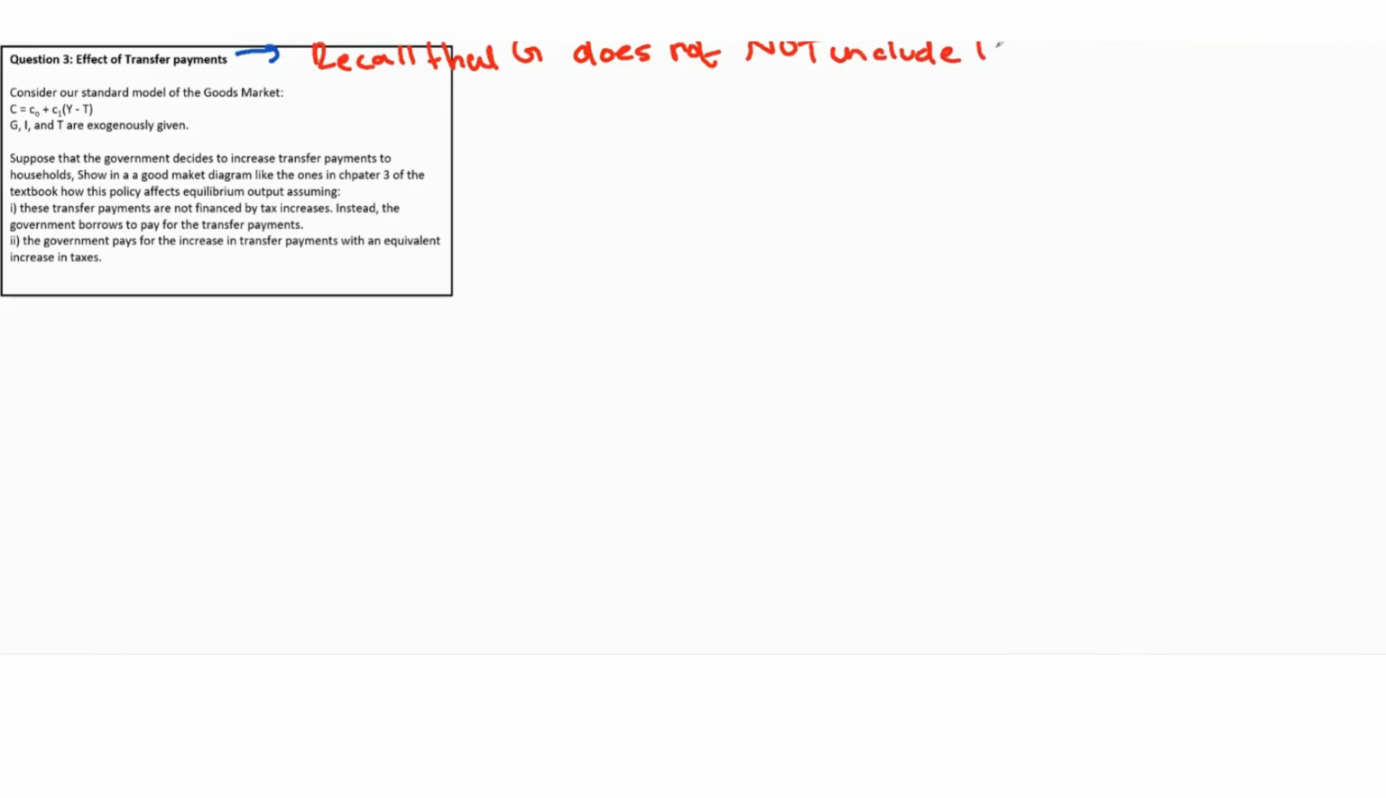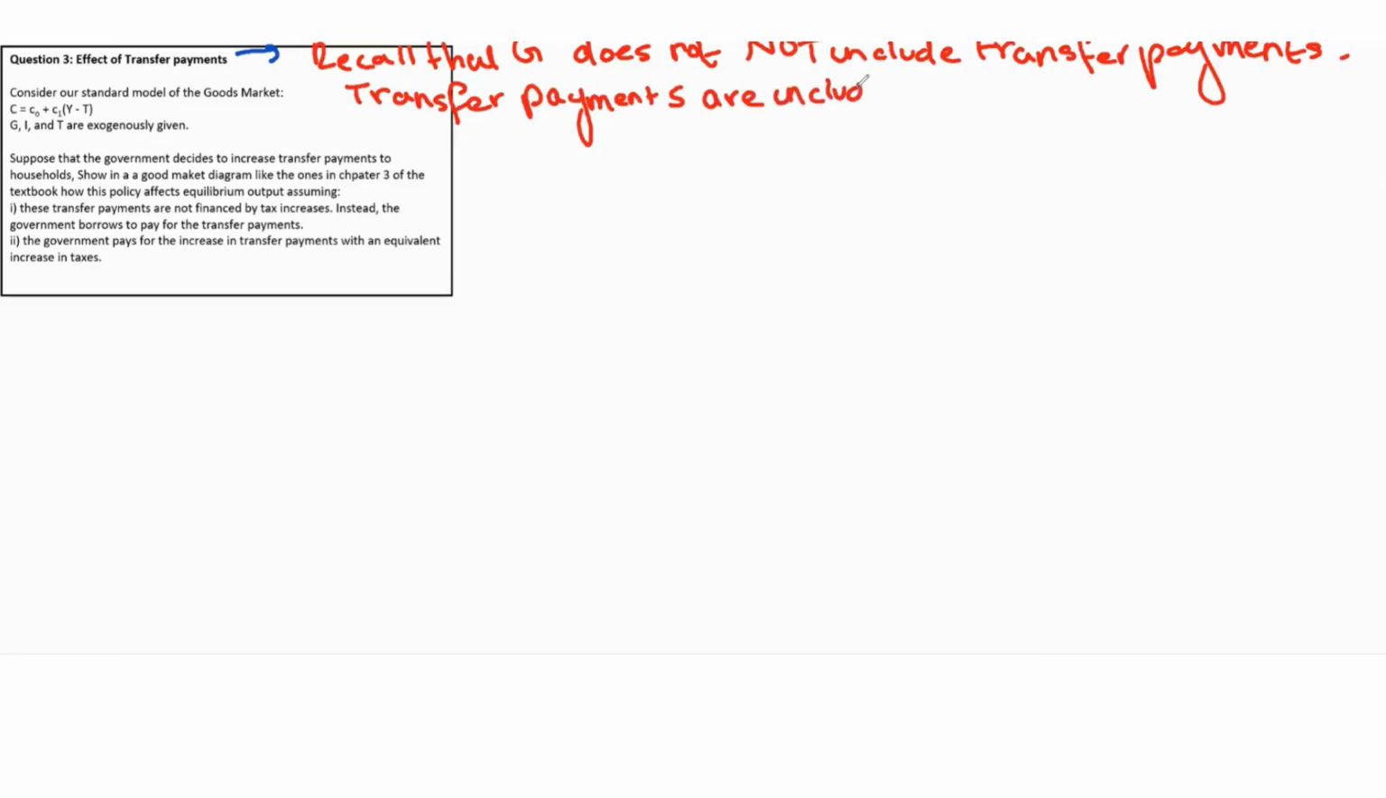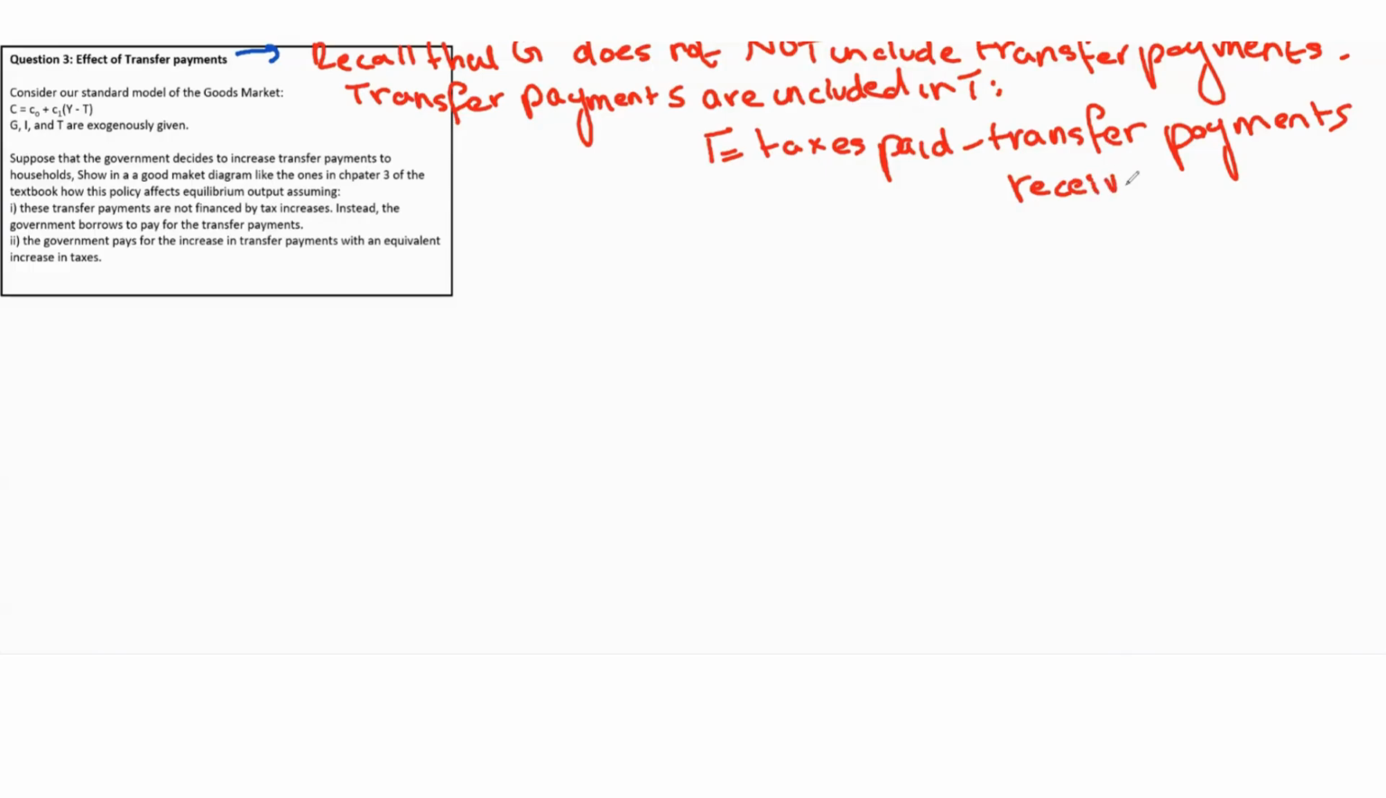It's important to know where transfer payments come in a goods market model. They don't come in G. G does not include transfer payments the government pays. Transfer payments are included in T, because T is defined as taxes paid minus transfers received. This is something we need to keep in mind: when transfer payments change, they're not going to affect demand through G, they're going to affect demand through T, taxes paid minus transfer payments received.